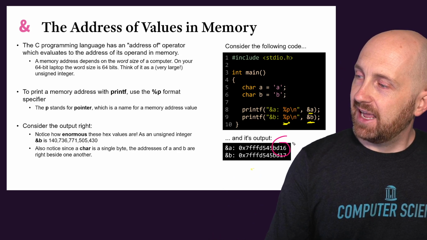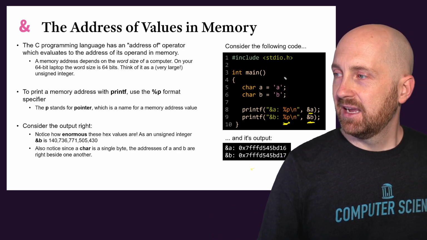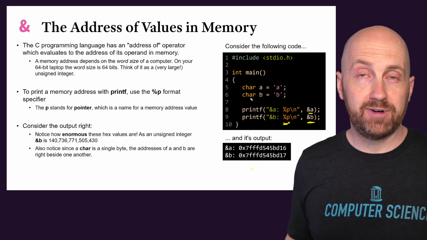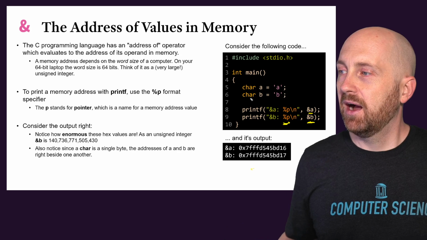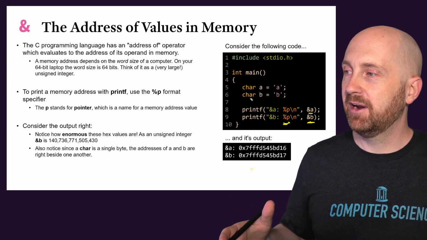You'll also notice that A is lower than B, and the intuition for that is as the compiler is coming through and figuring out what are the variables in my function, the local variables that I'm going to need to establish space for within a frame.